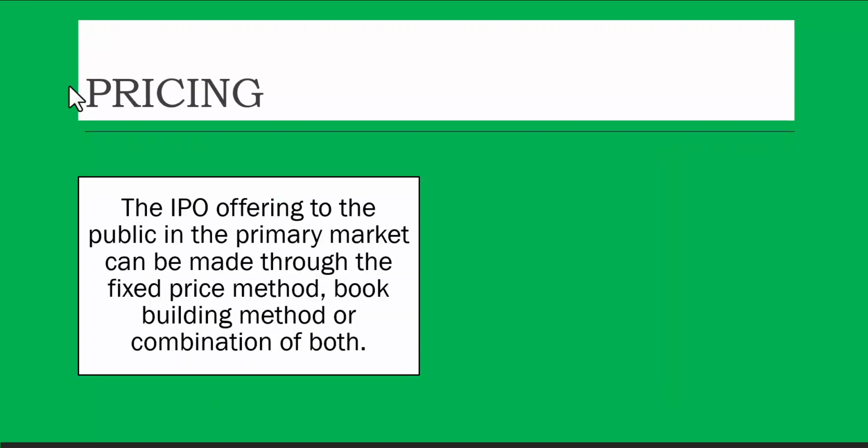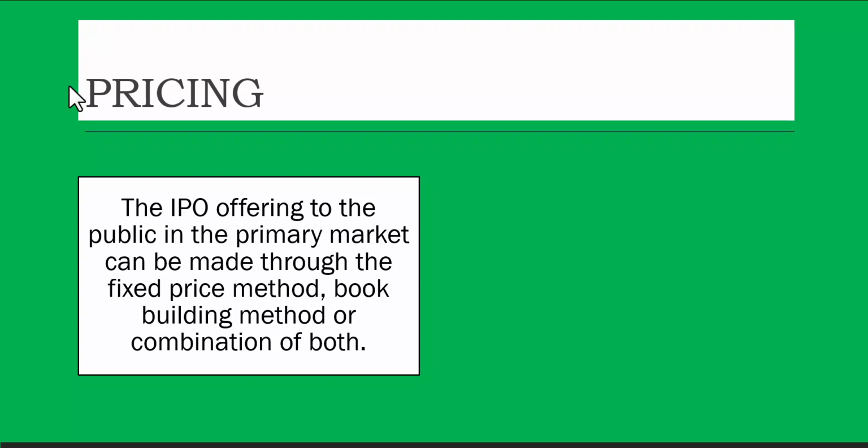The IPO offer, I'm going to read this. The IPO offer to the public in primary market can be made through fixed price method or book building method or combination of both. So the company can choose any method depending upon what kind of regulations the company is complying with.